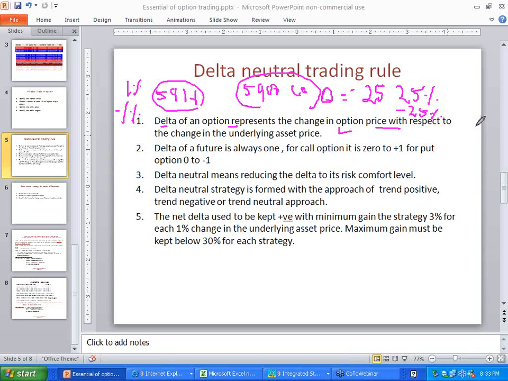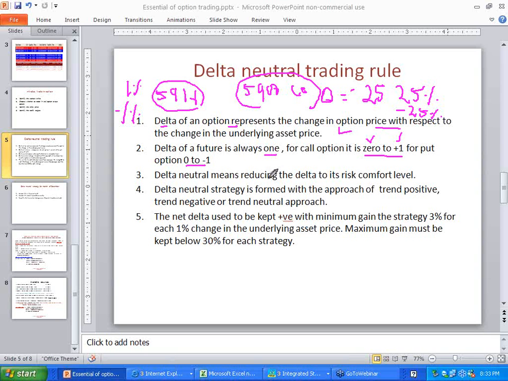Delta of a future is always 1. Call option delta varies from 0 to plus 1. For a deep out of the money call option, it will be near 0. For deep in the money, it will be plus 1. For a put option, it changes from 0 to minus 1. This is the delta scale. Delta of a future is 1, call option is 0 to plus 1, put option is 0 to minus 1.